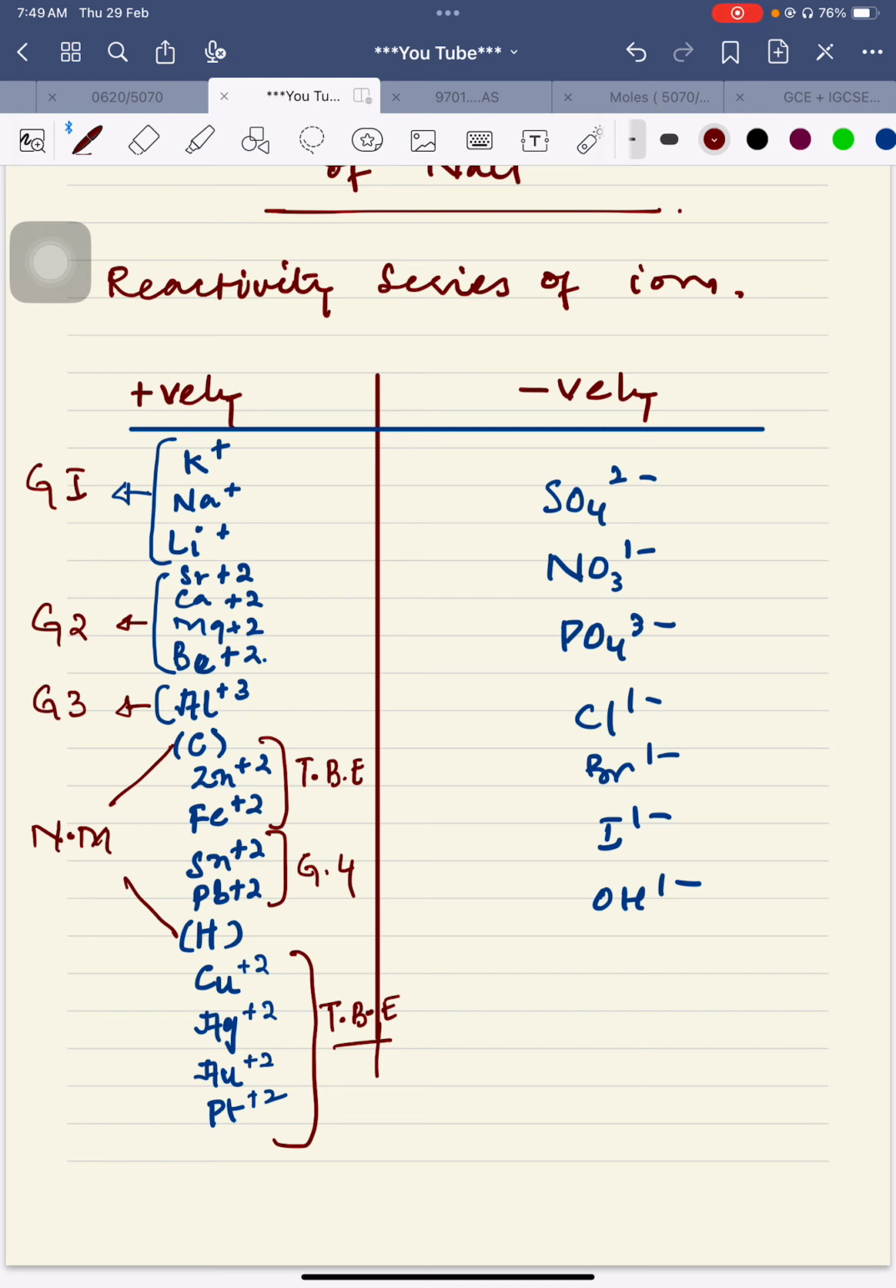Okay. Let's discuss the negatively charged ions. In the negatively charged ions, the same rule is applied. The higher the position, the higher the reactivity. Sulfate has the highest position, highest reactivity. Hydroxide has the lowest position, lowest reactivity. Now I am telling you very clearly, for these, never discharging. These three are never discharging.